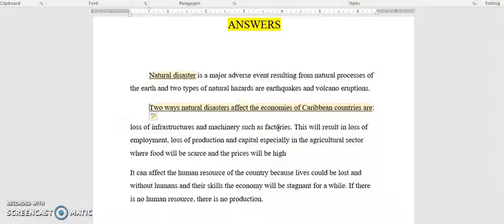Yes, very good. You are correct. Human resource are the skills, the talents, and the abilities of human beings. I like that. All right, let me hear your 2 reasons now how natural disasters affect the economies of Caribbean countries.